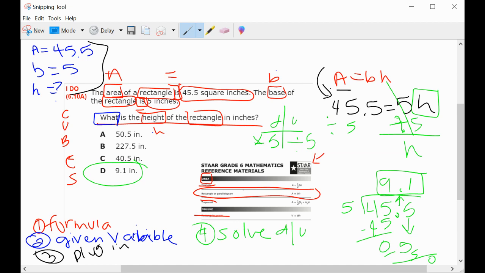And can I be honest with you? We already knew that B was going to be a really bad answer because we had to divide 45.5 by something. This would likely be if we multiplied it by accident. So now I know all I had to do was first, in red, find the formula. Second, in blue, outline all the variables they gave me for that formula. Three, plug in what I know. And then four, solve just like I would any other equation with algebra by using my do-undo method.